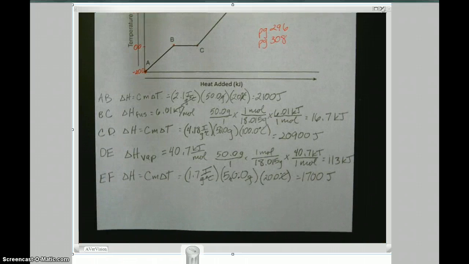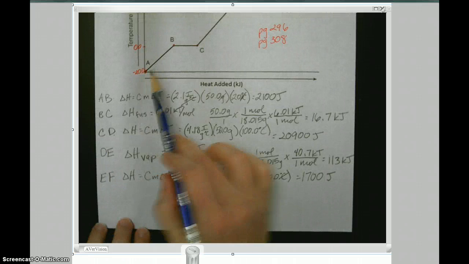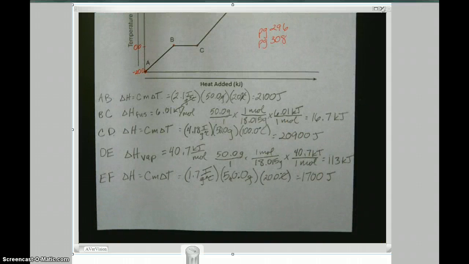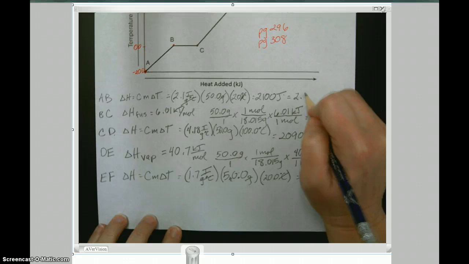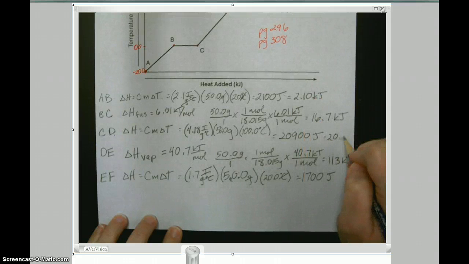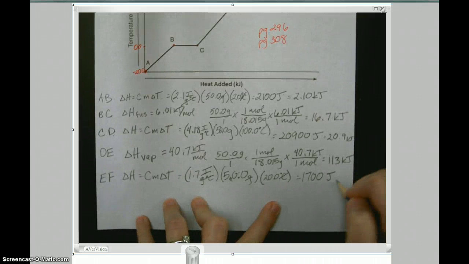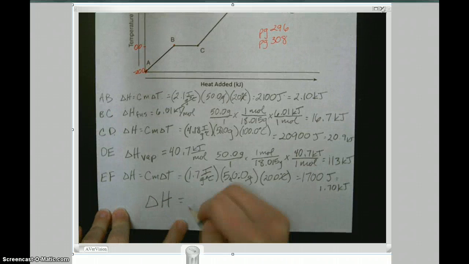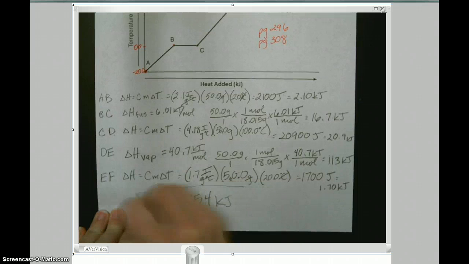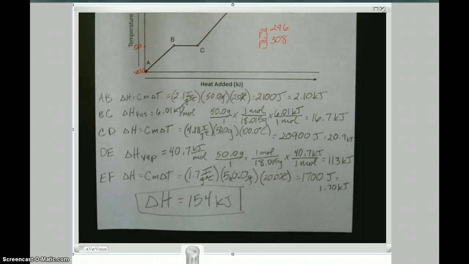Okay, so how do we find the total amount of heat that it takes to get from point A all the way up to point F? Well, we have to add up all of our sections. Our problem is some of them are in joules and some of them are in kilojoules, so we have to put them all in the same unit. So we're going to change all of our joules to kilojoules. So we have 2.10 kilojoules, 20.9 kilojoules, and 1.70 kilojoules. Now when we add them all together, the total delta H comes out to 154 kilojoules. So to add all of the changing temperature and changing state, it would take 154 kilojoules to get from negative 20 degrees Celsius up to 120 degrees Celsius if we started with 50 grams of ice.